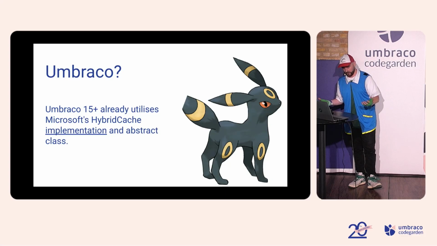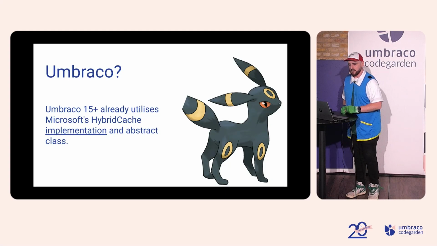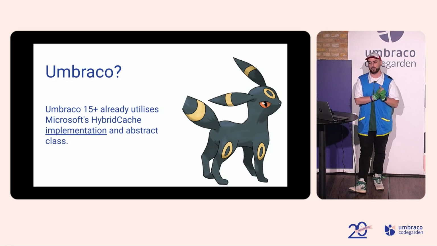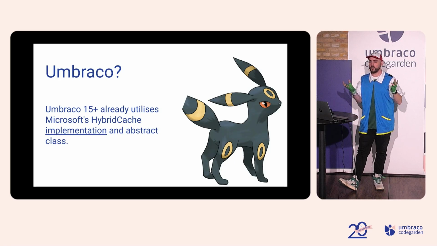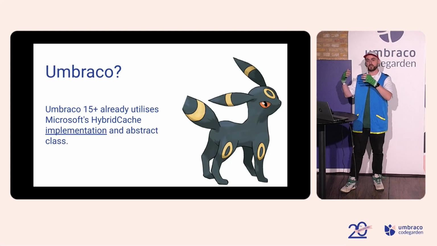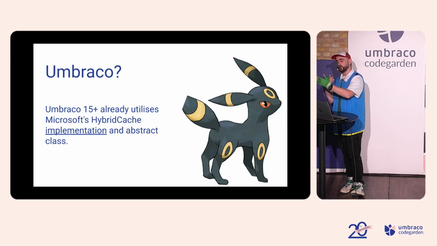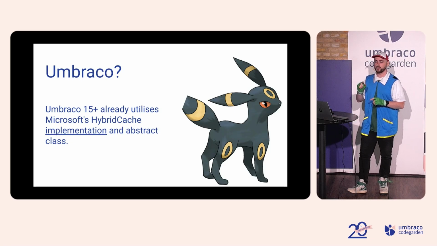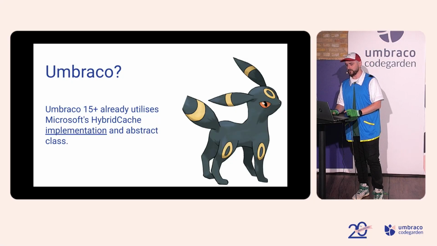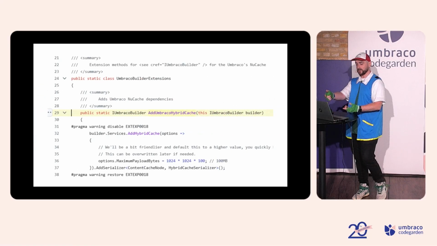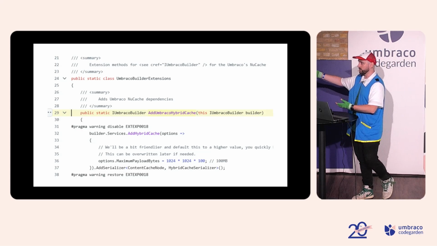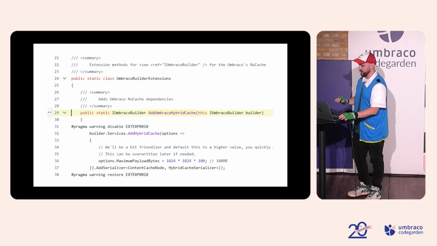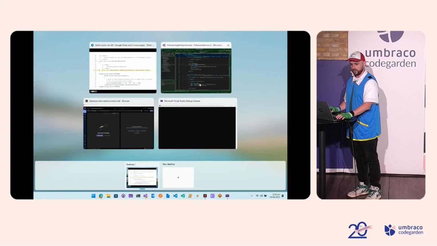But this is Codegarden, so I should probably talk a bit more about Umbraco at some point. Since v15, Umbraco's already been using the hybrid cache implementation for the document cache. So it uses it for caching your media and your content, and it does a kind of lazy loading approach to that, using some of those basic features, using the default hybrid cache implementation. You can see here, this is from the Umbraco source code, for example. You can see where they've configured the Umbraco hybrid cache, and they've set up a custom serializer and some basic options.